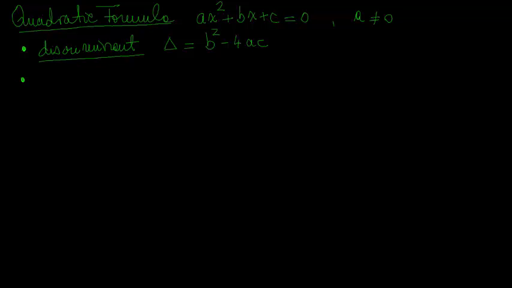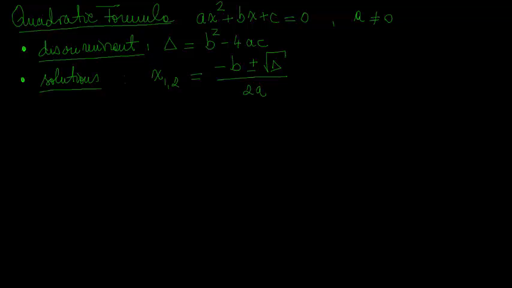Using this discriminant, we're now going to be able to find the solutions of the equation if it has some, namely x1 and x2 are equal to minus b plus or minus the square root of delta over 2a.